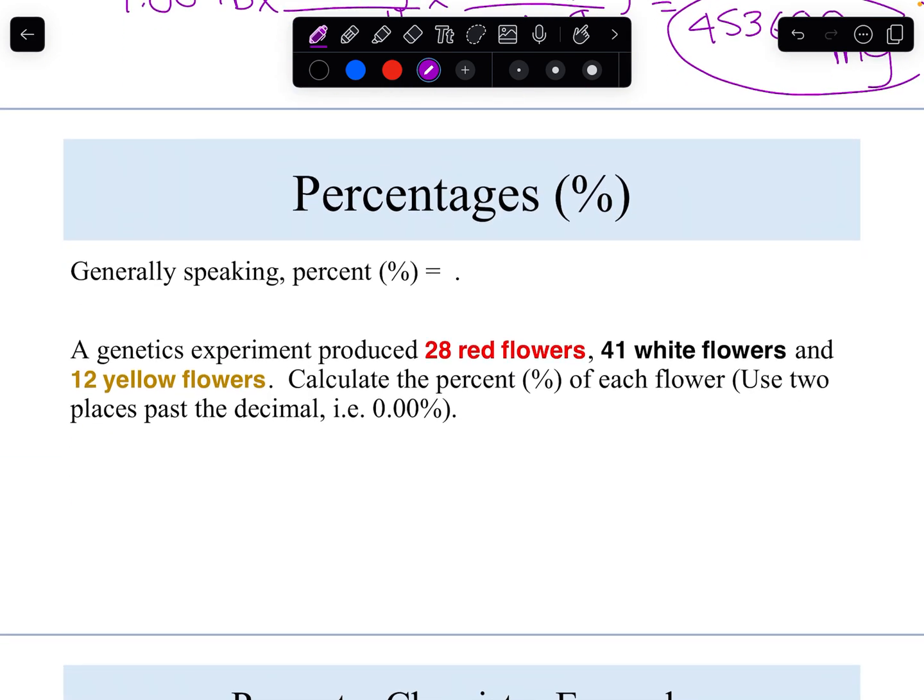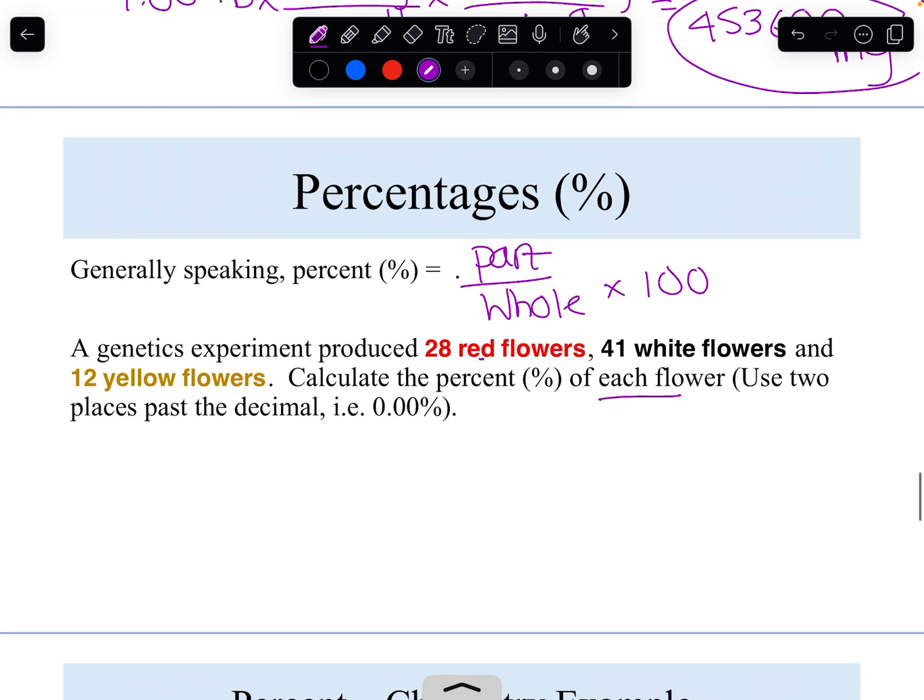All right, a little bit more here. We're looking at percentages. Remember, a percentage is a part over a whole times 100. So for example, if we're looking at an experiment that has 28 red flowers, 41 white, and 12 yellow, we have to calculate the percentage of each flower, and we want 2 decimal places there. So the first thing I'm going to do is always do the total amount. So I'm going to add everything up. 28 plus 41 plus 12. When I add those up, I get 81 total flowers.